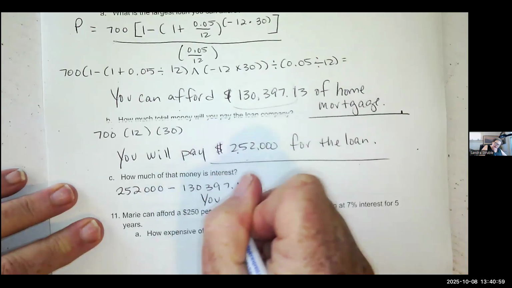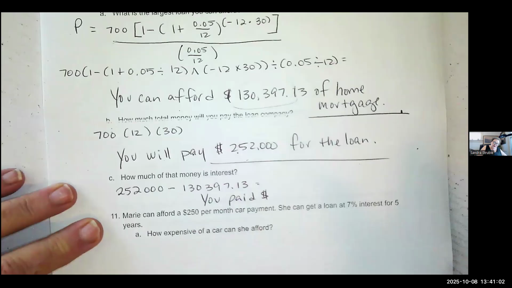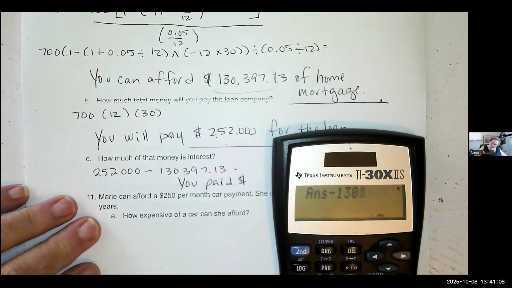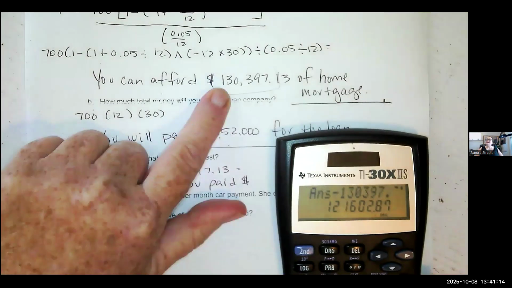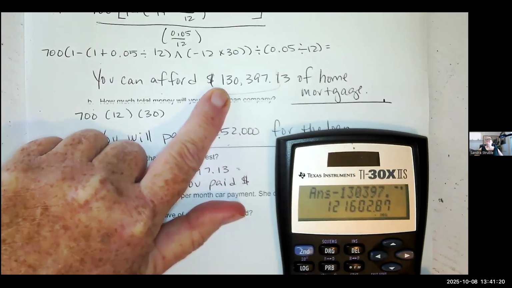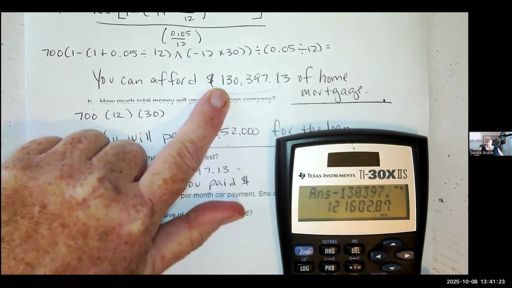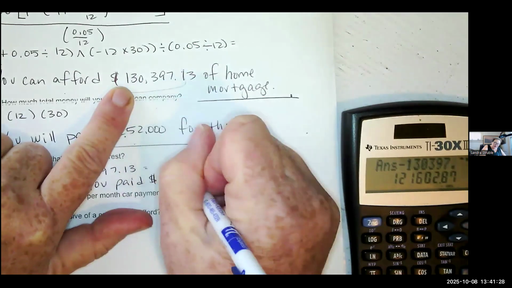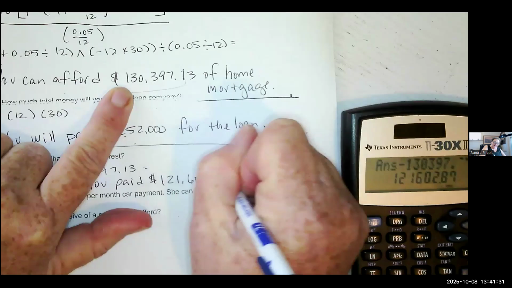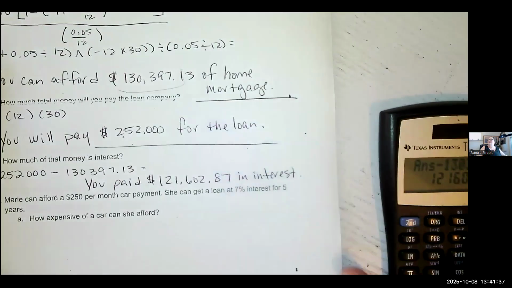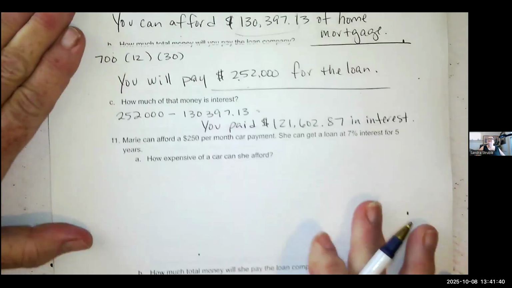So you paid, not accrued anymore, you paid, leave the 252,000 in there, minus 130,397.13. So you paid this in interest. You paid almost the same. You almost doubled your home mortgage by taking 30 years to pay for this. This isn't funny. This is sad. This is really, really bad. $121,602.87 in interest. That's how the bank stays afloat. Is keeping you in debt.